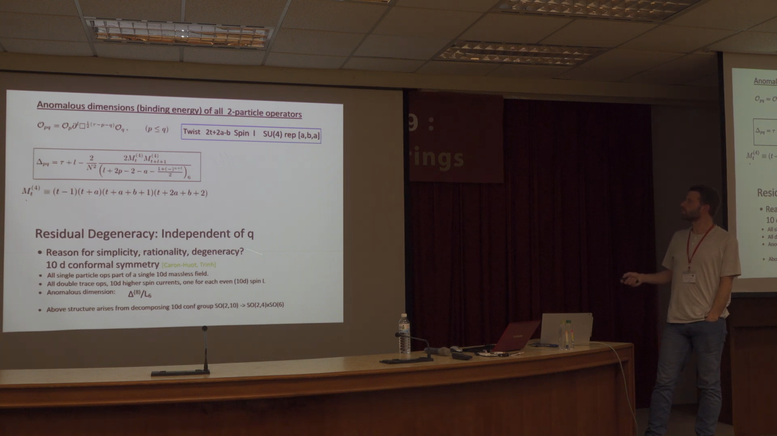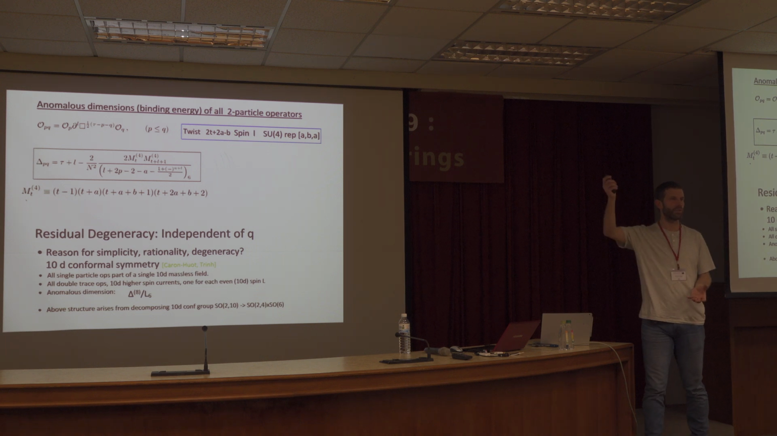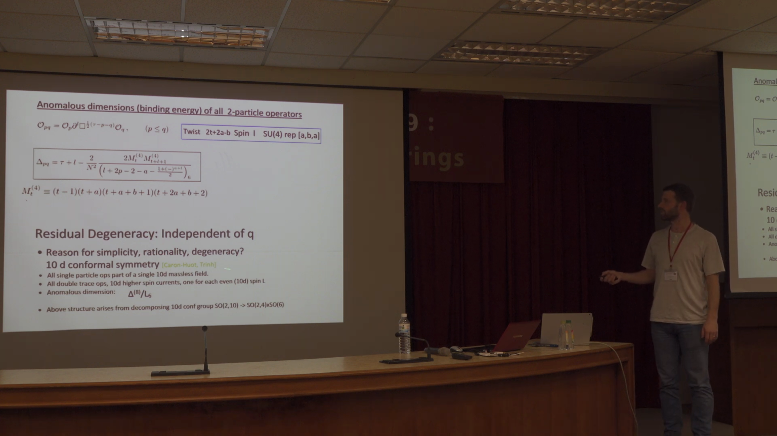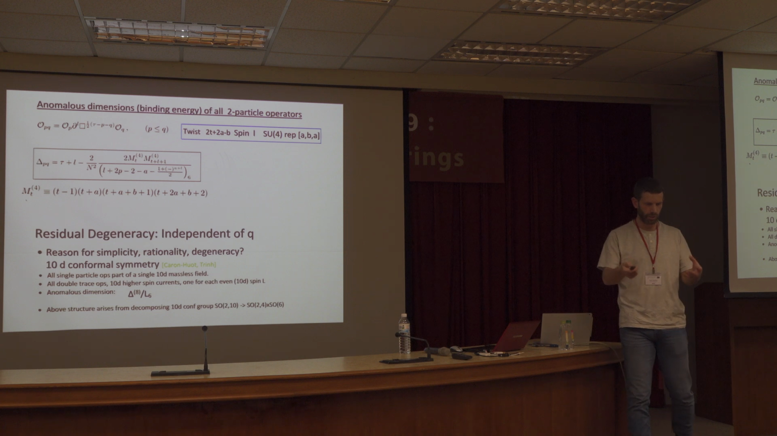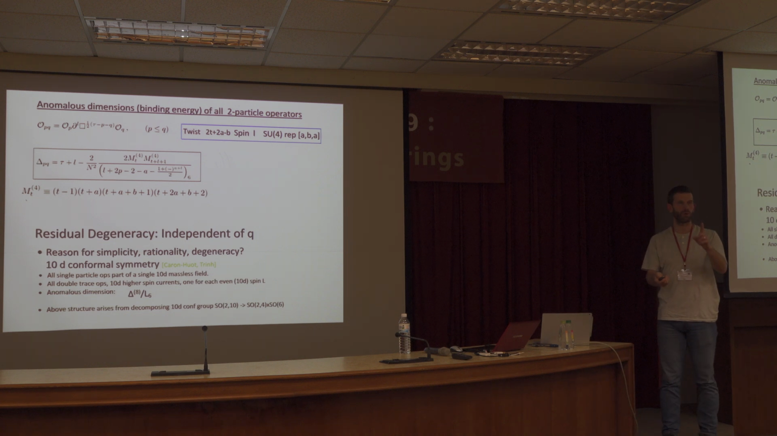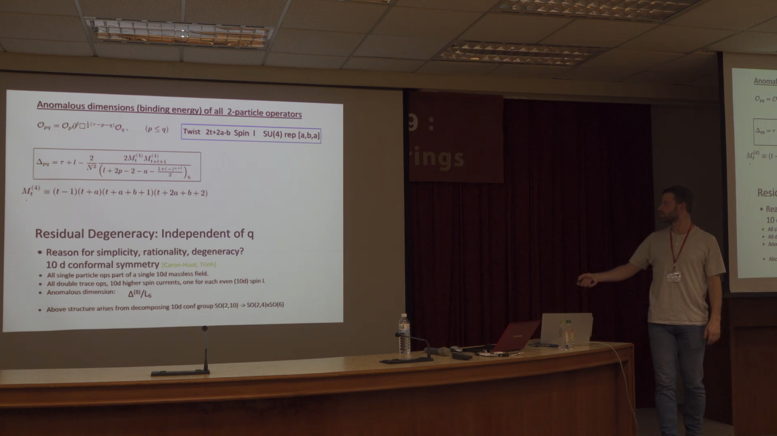And this degeneracy has since been explained by Simon, who finds some kind of weird 10D conformal symmetry. Basically he says that all the single particle operators I've been discussing really fall into a single 10D massless field. And then all the double trace operators I'm talking about here are bilinears. They're essentially higher spin currents in 10 dimensions. There's one for each spin. And really I should think of this as the spin of this higher operator when you decompose it down, you're basically looking at SO(2,10) going to SO(2,4) times SO(6).